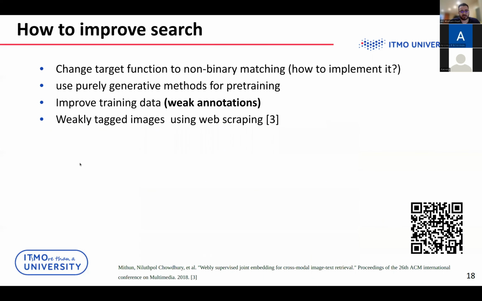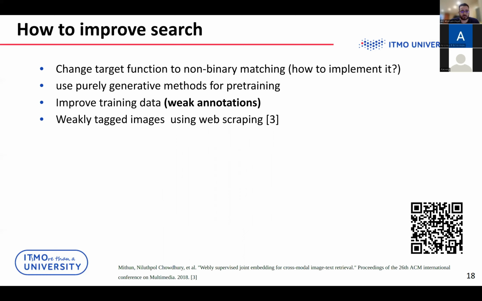So what ideas can we use to improve this? The first one is to not match images and text as strictly as described, and to use non-binary matching. But here the challenge is how to implement such a system, because there is no obvious similarity function that can be reliably measured between any image and any text.